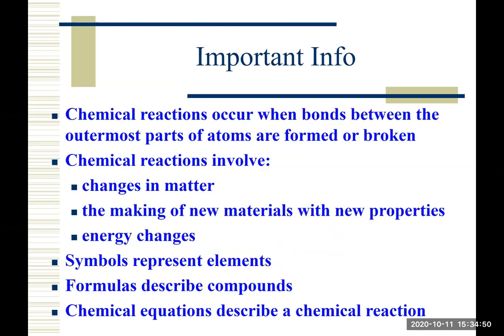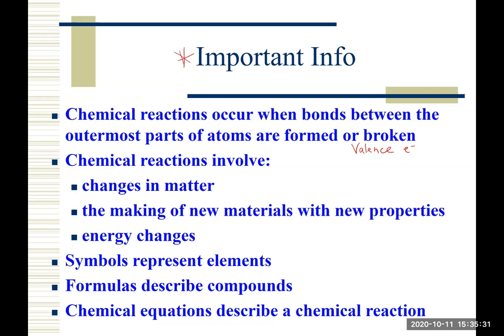There's some important information that we have to discuss before we can move forward in terms of looking at reaction equations. Number 1, chemical reactions occur when bonds between the outermost part of the atoms are formed or broken. So what are we talking about with that statement? What we mean is we're talking about the valence electrons, and the valence shell. So that is the outermost part of the atom, and we're forming and breaking bonds that are associated with valence electrons.